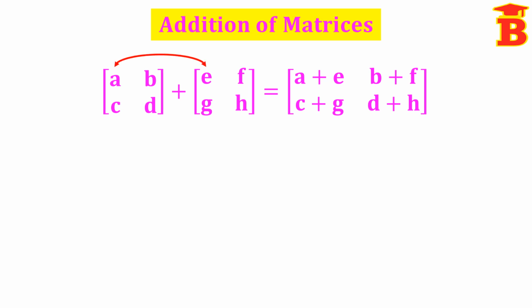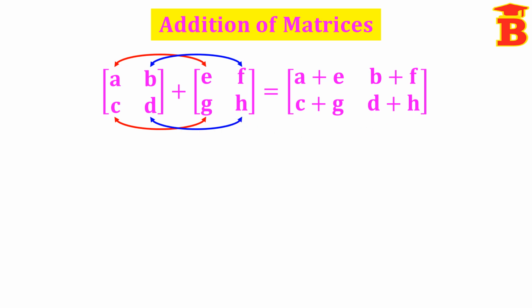That is, add the first element A plus E. Next, add the second elements. We get B plus F. Next, add the third elements C plus G. Next, add the fourth elements. We get D plus H.